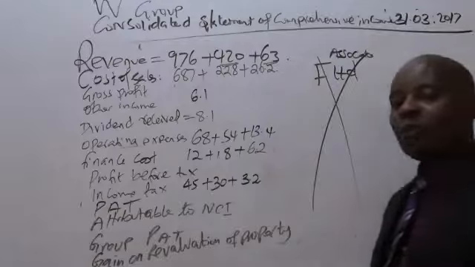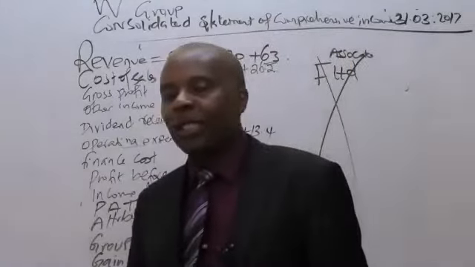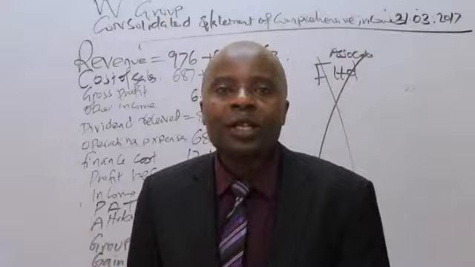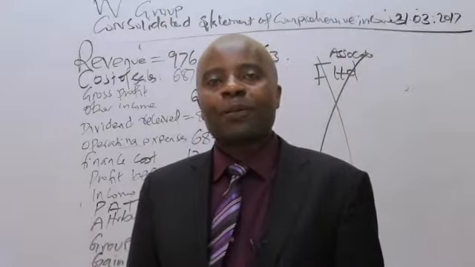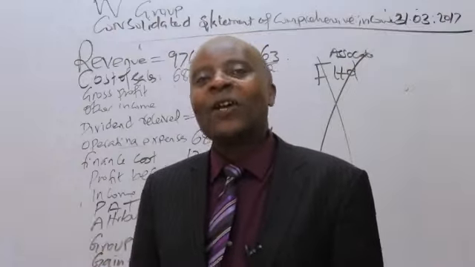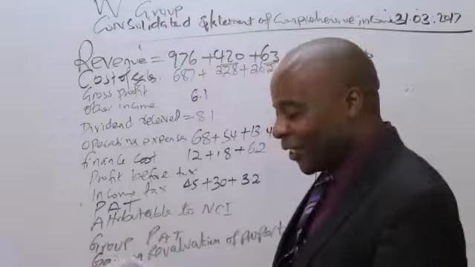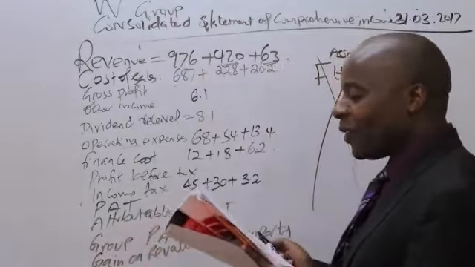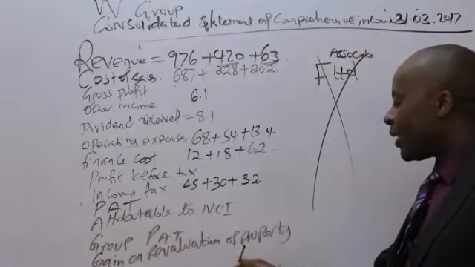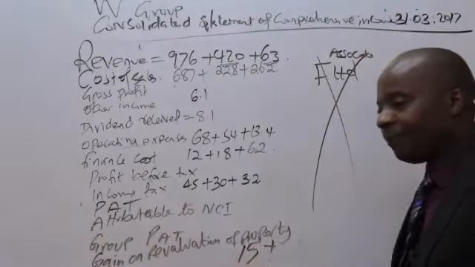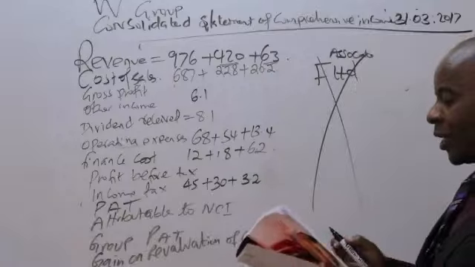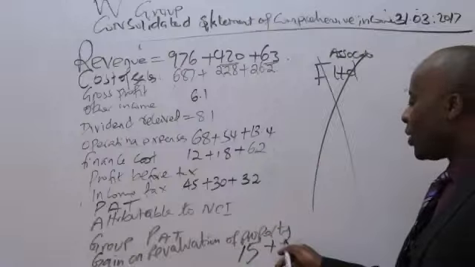The person who taught me this told me one simple thing, that anything that falls under other comprehensive incomes is a free mark. What are you supposed to do for other comprehensive income? Like now this gain on revaluation, you will take the one of the parent. The figure of the parent is 15, right? And then we have the subsidiary. The first subsidiary here is S, which is 12.